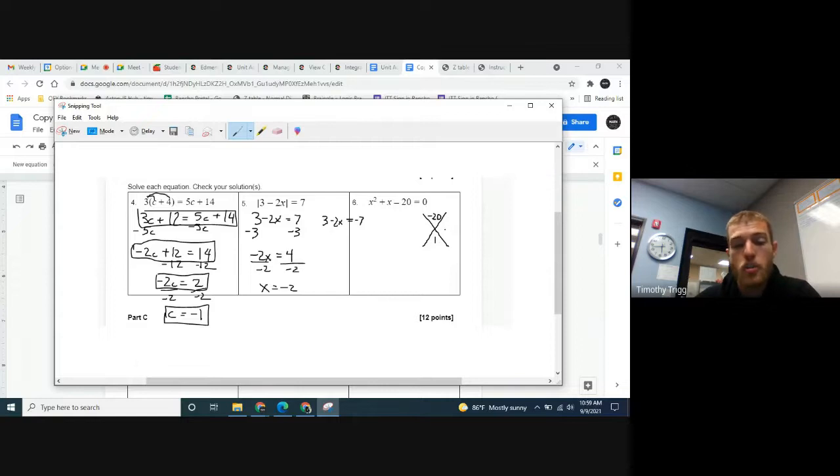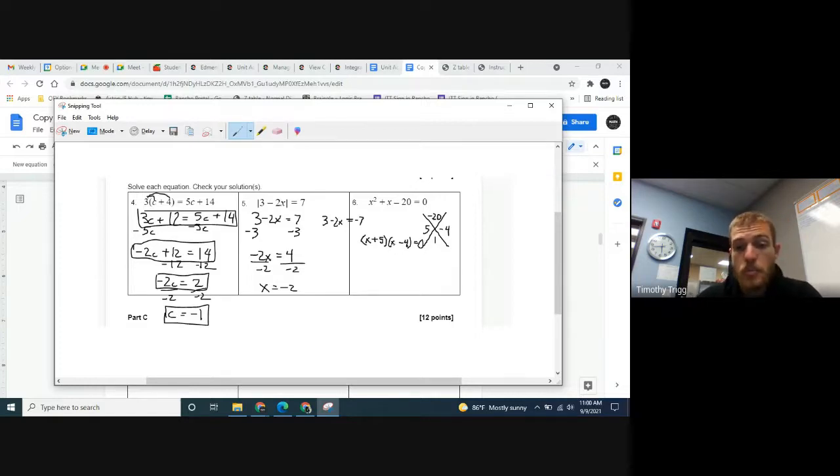So what we're looking for are two numbers that multiply to give me negative 20, but add up to give me 1. So the answer here would be 5 and negative 4. Notice they multiply to give you negative 20, and they add up to give you positive 1. So how does that tell us how to rewrite this? Well, this tells us it needs to rewrite as x plus 5 times x minus 4. And it still says equals 0. So the right side doesn't change.